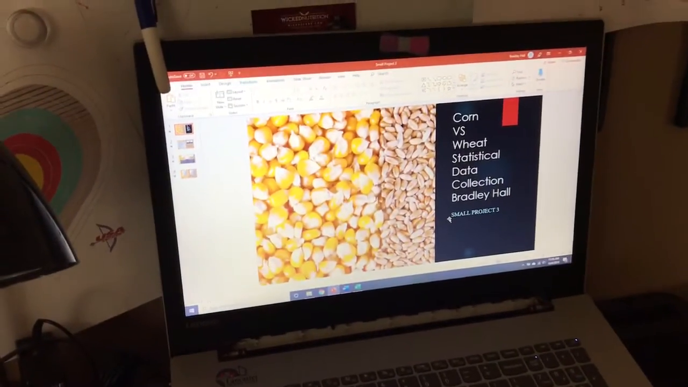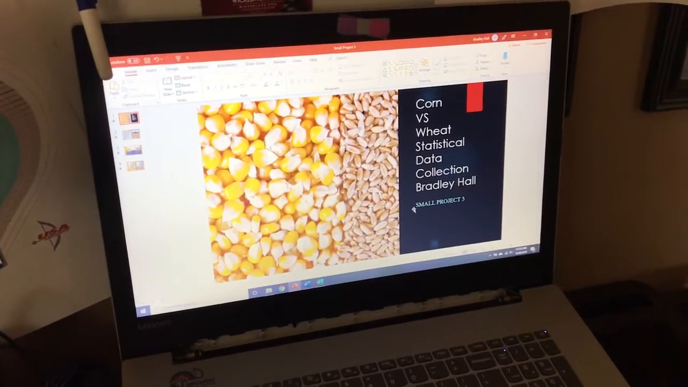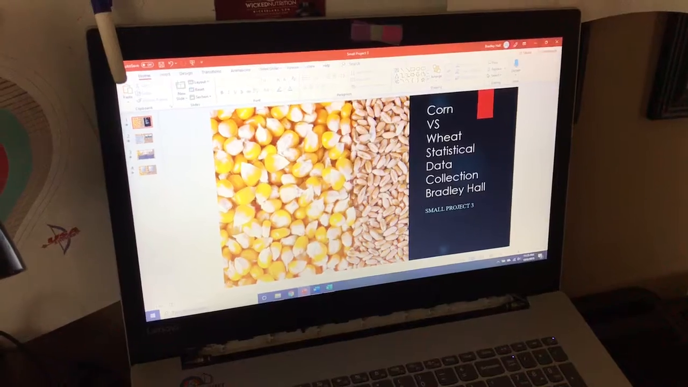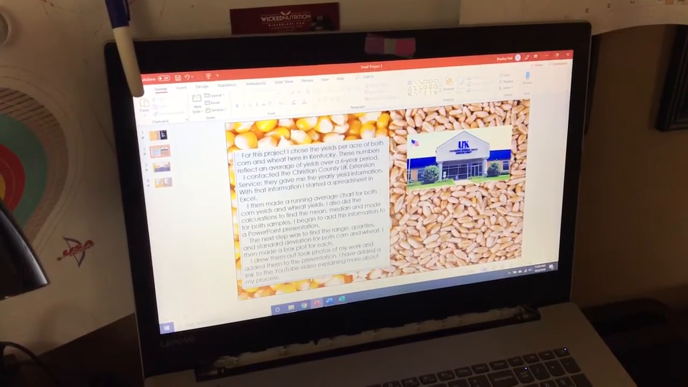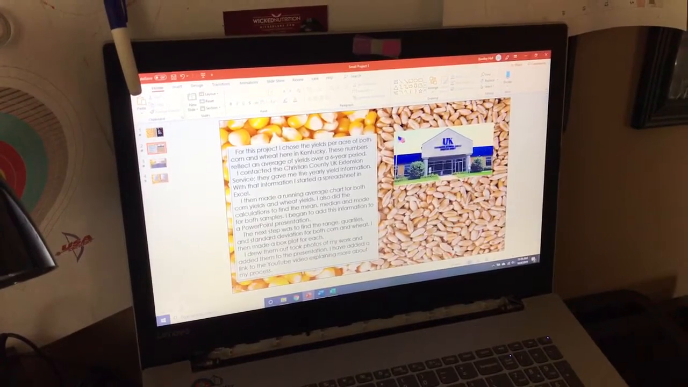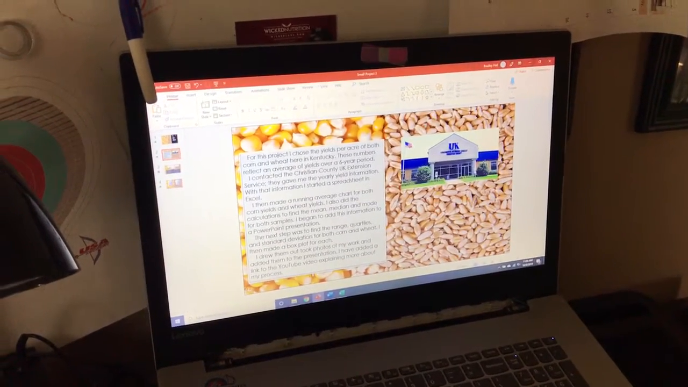As you can see here, you've got a beautiful picture of corn and some wheat there. You can see the size difference going on between the two. On the next slide, I contacted the Christian County UK Extension Service. They gave me some really good numbers.